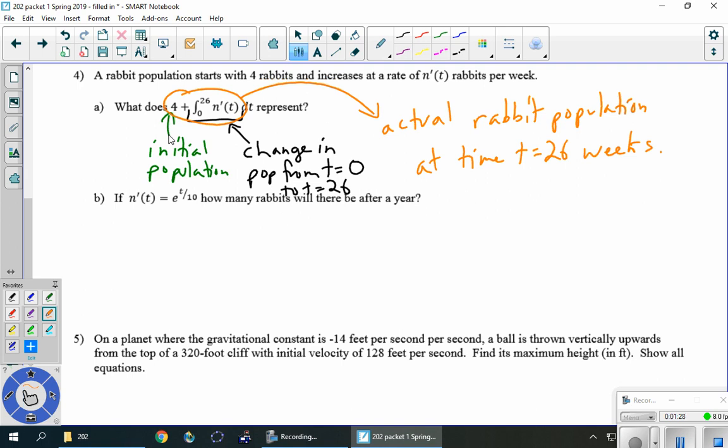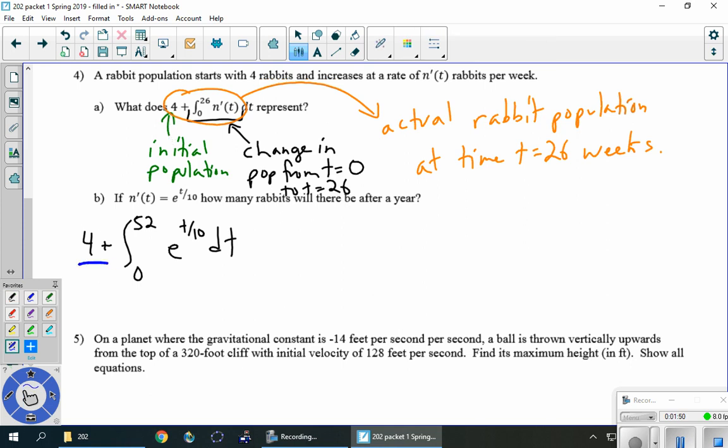Part B, if n prime of t equals e to the t over 10, how many rabbits will there be after a year? Okay, so I know that after 1 year, I should do essentially the same calculation that's up above, but instead of 0 to 26, I need the whole year, so that's 0 to 52. And then instead of n prime of t dt, we'll put the specific function here, e to the t over 10 dt. And again, the 4 plus is going to account for the original population.